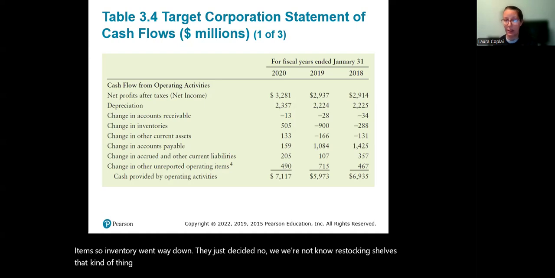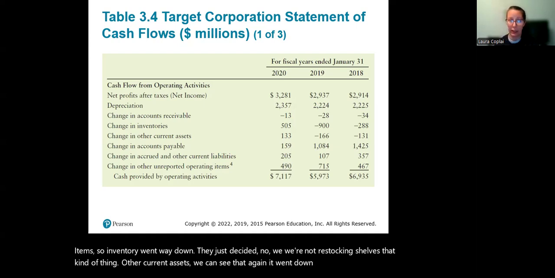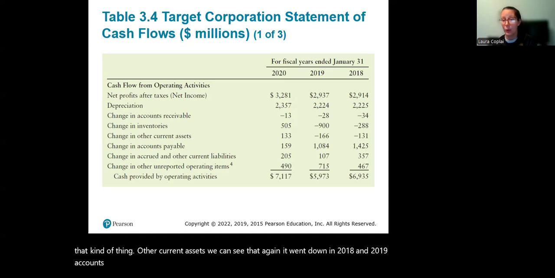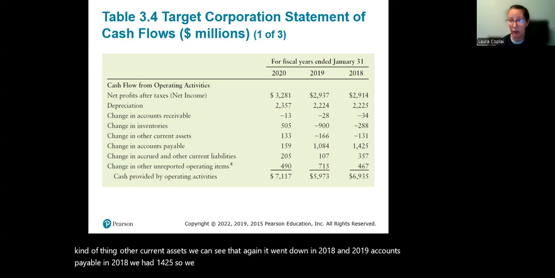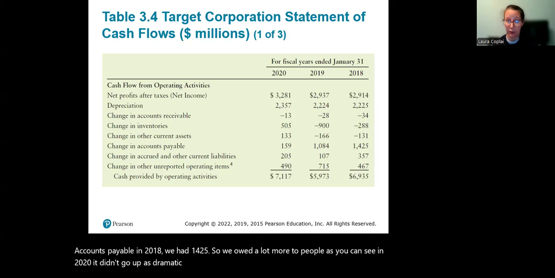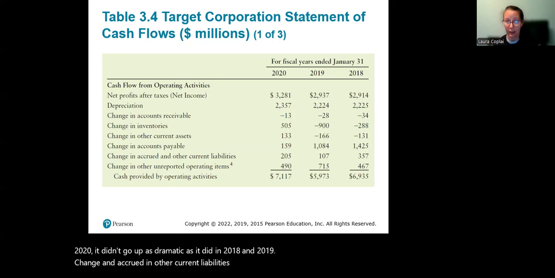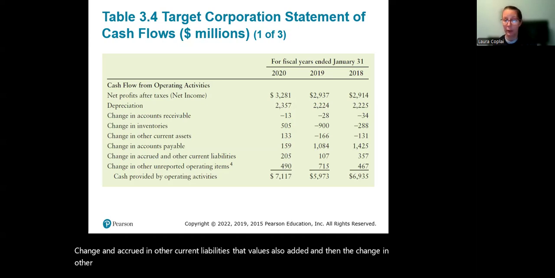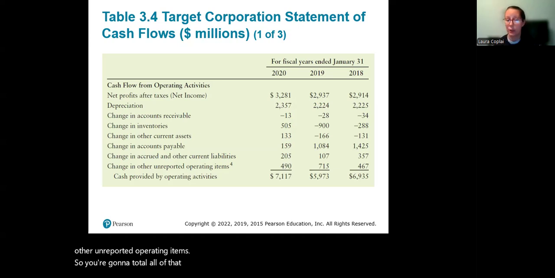Other current assets, we can see that again, it went down in 2018 and 2019. Accounts payable. In 2018, we had 1425. So we owed a lot more to people. As you can see in 2020, it didn't go up as dramatically as it did in 2018 and 2019. Change in accrued and other current liabilities. That value is also added in. And then the change in other unreported operating items. So you're going to total all of that together, and you're going to see the cash provided by those operating activities. You can see 2020 was a big spending year, then followed by 2018, and then by 2019.